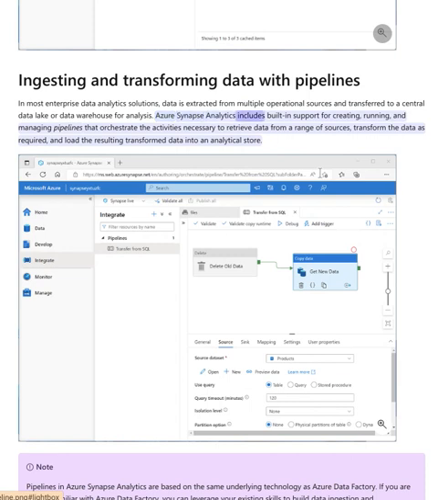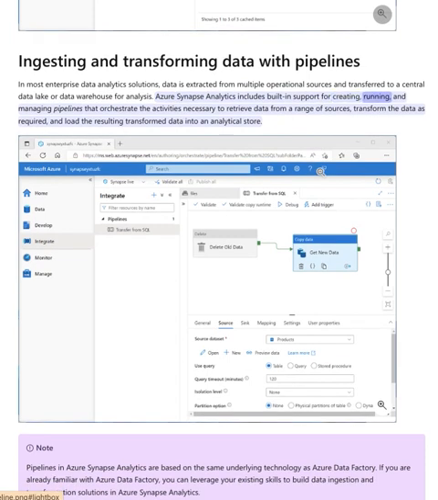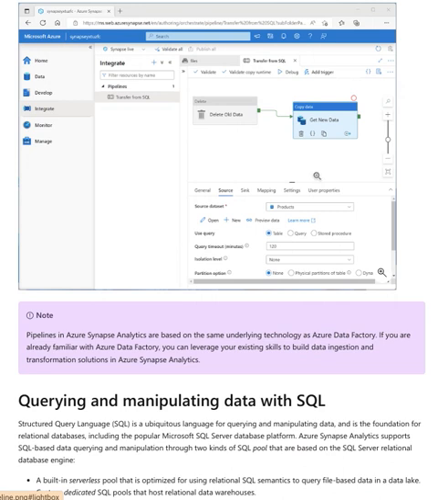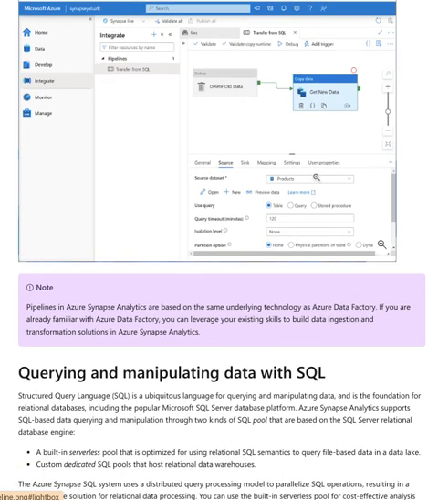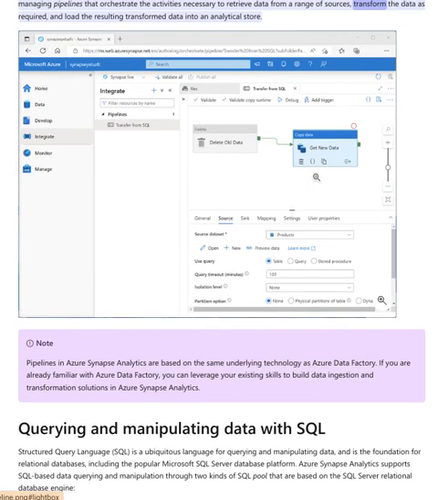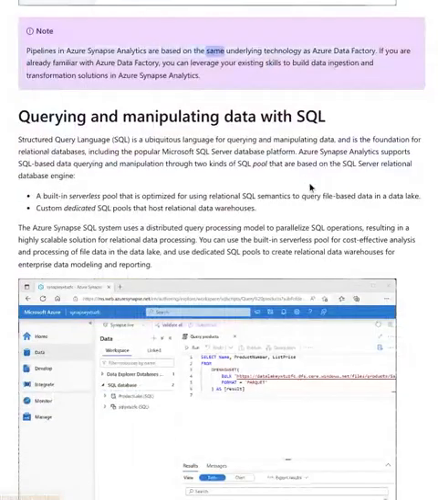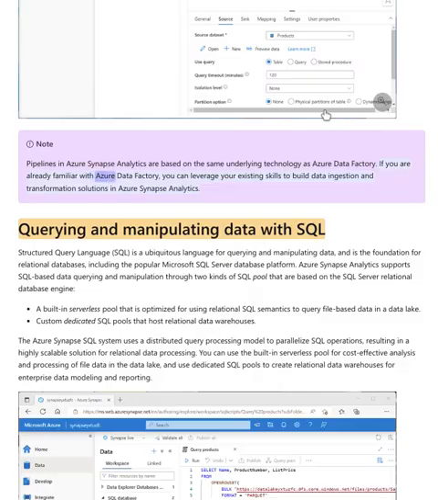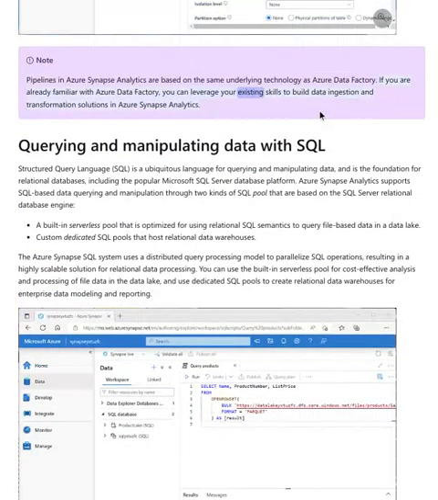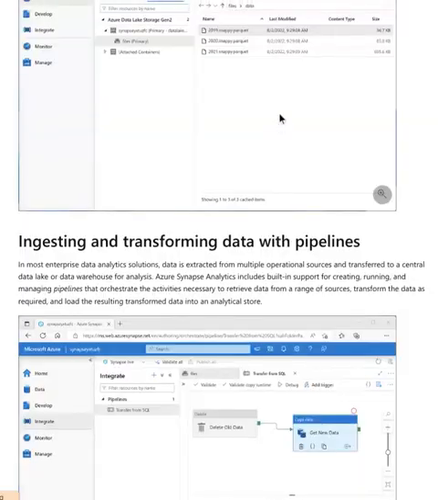Azure Synapse Analytics includes built-in support for creating, running, and managing pipelines that orchestrate the activities necessary to retrieve data from a range of sources, transform the data as required, and load the resulting transformed data into an analytical store. Note: pipelines in Azure Synapse Analytics are based on the same underlying technology as Azure Data Factory. If you are already familiar with Azure Data Factory, you can leverage your existing skills to build data ingestion and transformation solutions in Azure Synapse Analytics.